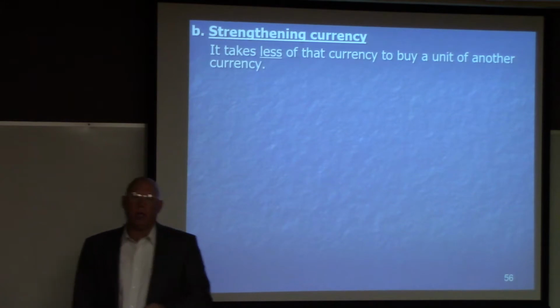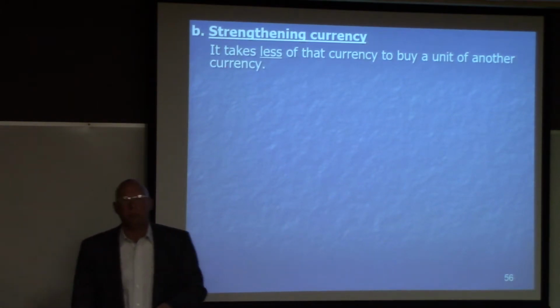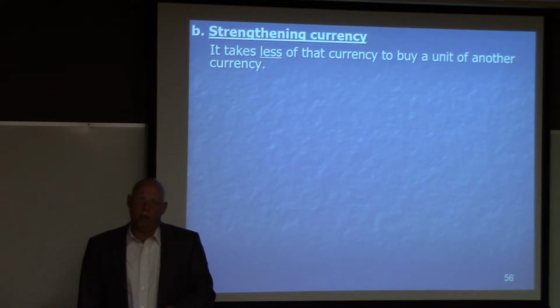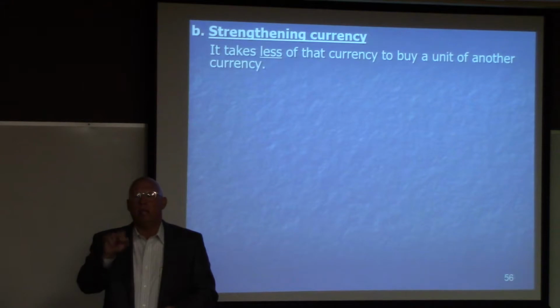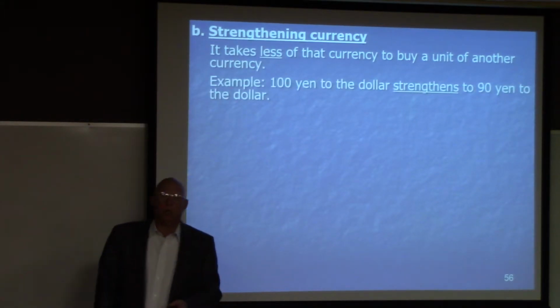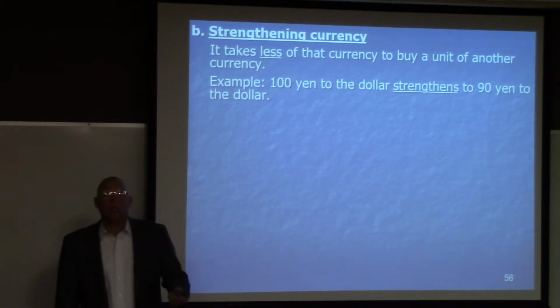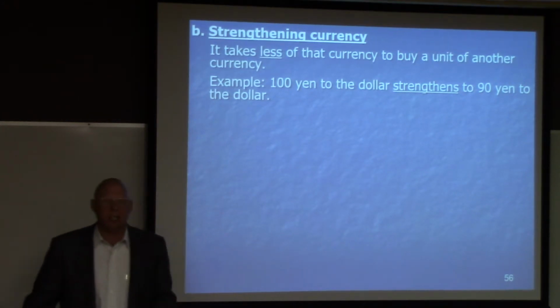All right, vice versa, a strengthening currency. It takes less of that currency to buy a unit of another currency. So if the U.S. dollar is strengthening, then it takes fewer dollars to buy yen. Okay? Example, 100 yen to the dollar strengthens to 90 yen to the dollar. So the yen has just strengthened by 10%.